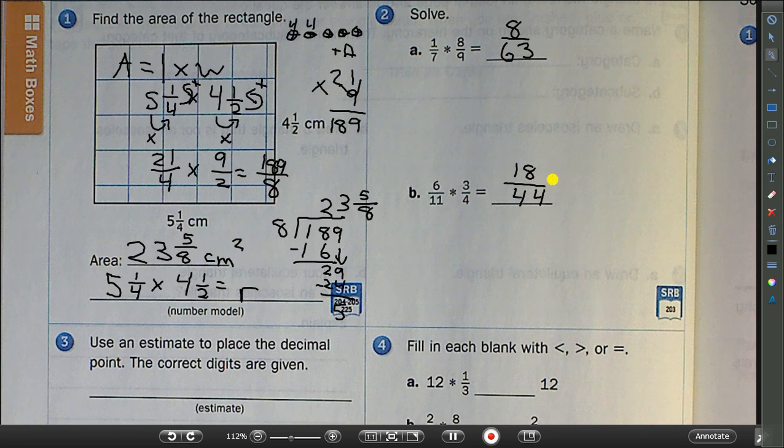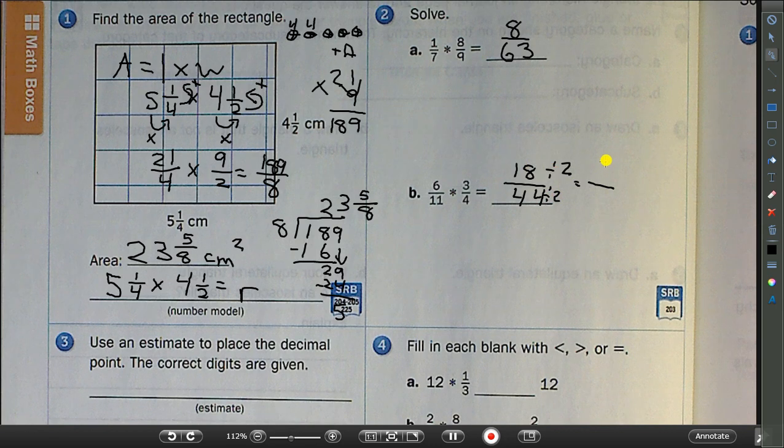I'm going to show this next step just to kind of get you used to the future. A lot of you during the course of the year were starting to reduce or simplify. And I told you, don't worry about that now. We're really just worried about making sure we know how to multiply with fractions. But you're going to have to start reducing. 18 and 44, you should recognize these are both even numbers, which means both of them can be divided by 2.